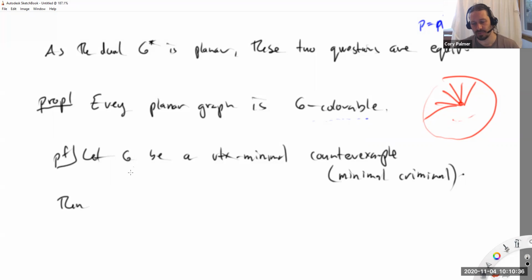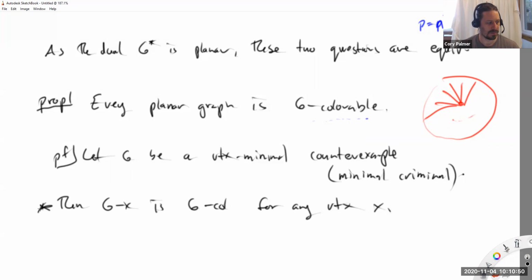Actually, let's say after I remove a vertex, it's better, we should say, because I didn't say edge minimal. So then G minus X is 6 colorable for any vertex X. Okay, that's the key takeaway here. If you have a vertex minimal counterexample, if I pull off a vertex, that new graph has fewer vertices. It's no longer a counterexample because I had the minimal one here. And so it actually satisfies the proposition. So it's 6 colorable, right?